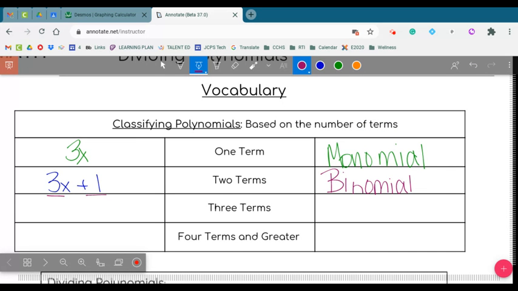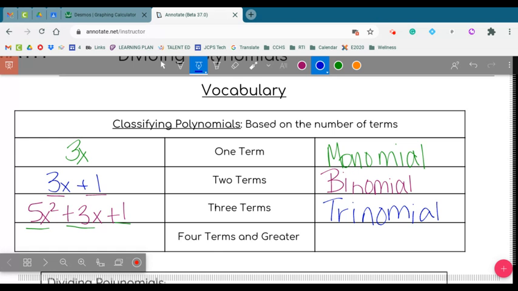3 terms, so let's say I have 5x squared plus 3x plus 1. I have 3 terms, 1, 2, 3. So this would be a trinomial.